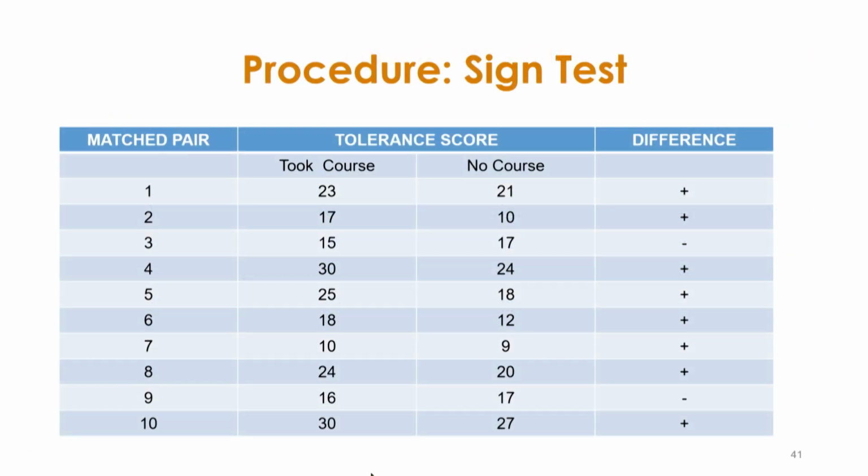Now, in this table we can see the matched pairs, 10 of them, and the tolerance score has been calculated for those who took the course and those who did not, selected randomly. The third column represents whether the difference is positive or negative. You can see that for the 9th value the difference is negative and for the third value the difference is negative; the remaining 8 values have positive signs.